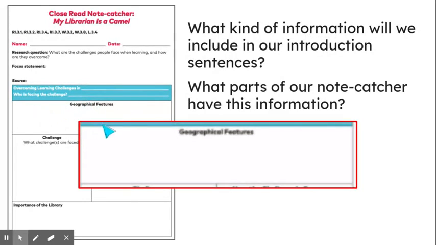We're going to use this box that says geographical features, or yours might say, what is it like there? The climate, the geography. We're going to use that box to write our introduction sentences. You should be answering these questions. What kind of information will be included in our introduction sentences? What is it like there? What is the climate? Where is it located? And remember, your information can be found in these notes.